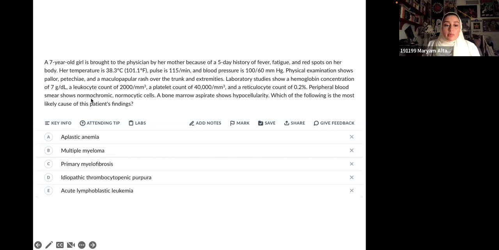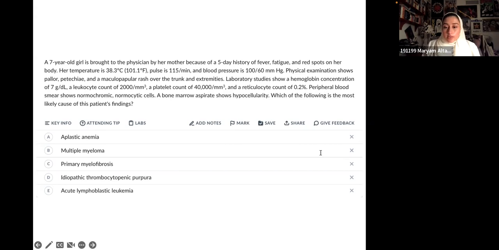Laboratory studies show hemoglobin concentration of 7, which is low, leukocyte count of 2,000, which is very low, platelet count of 40,000, which is also very low, and reticulocyte count of 0.2%, which is also very low, considering that the patient has an anemia. Okay, so peripheral blood smear shows normocytic normochromic cells. Bone marrow aspirate shows hypercellularity. What is the most likely cause?